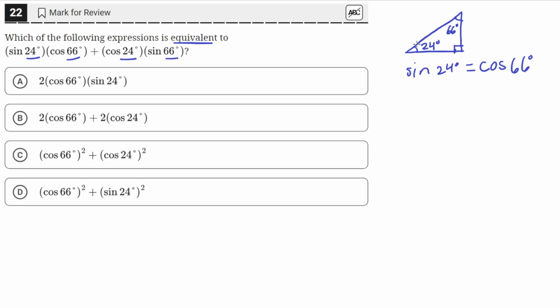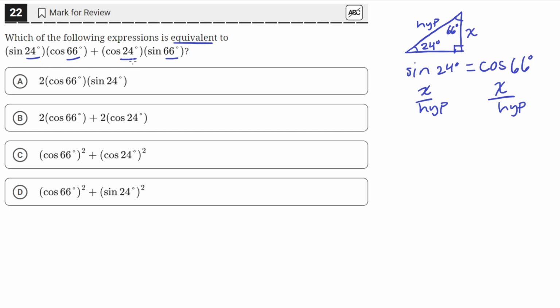because sine is opposite over hypotenuse, so it'll be x over hypotenuse. So sine of 24 is just equal to x over the hypotenuse. And cosine of 66 is equal to adjacent over hypotenuse, so this will be also x over hypotenuse. So the sine and cosines of complementary angles are equal.